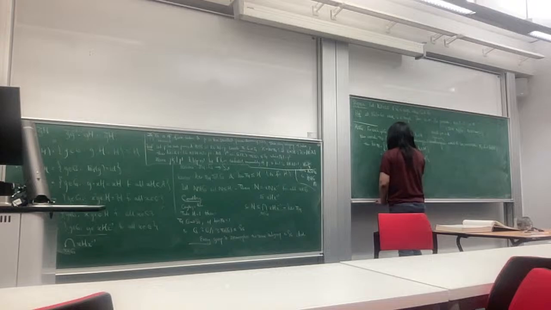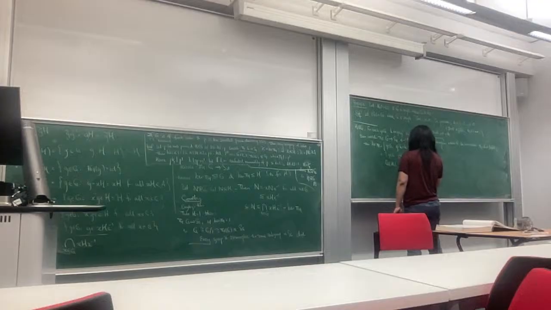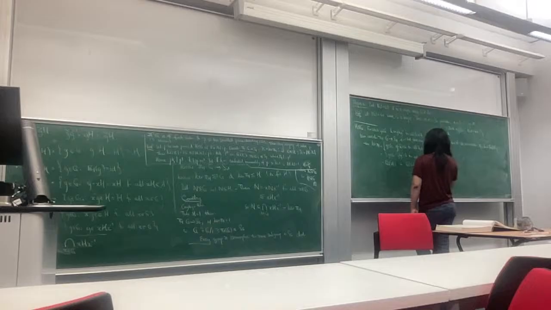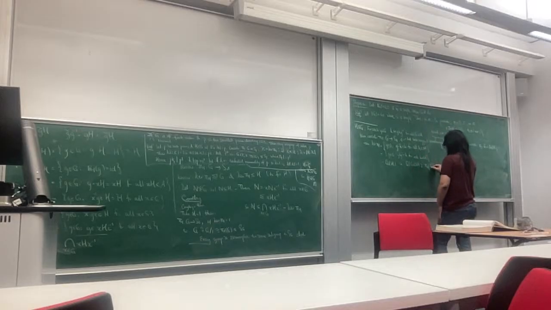It's just C_G(H). So G modulo C_G(H) is isomorphic to this, which is the image of G in Aut(H). And then we call this now H.